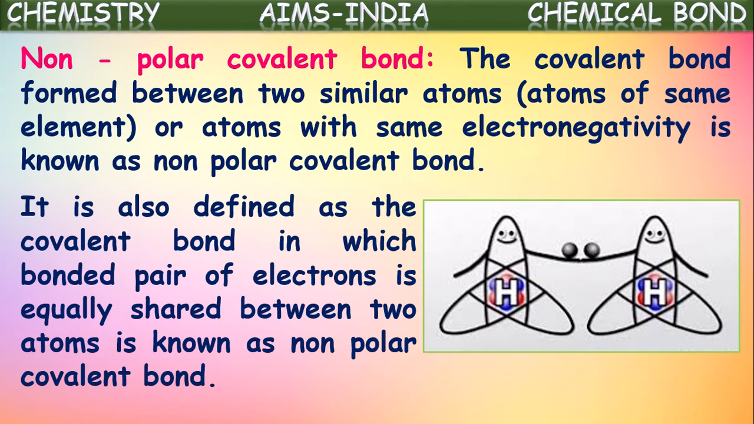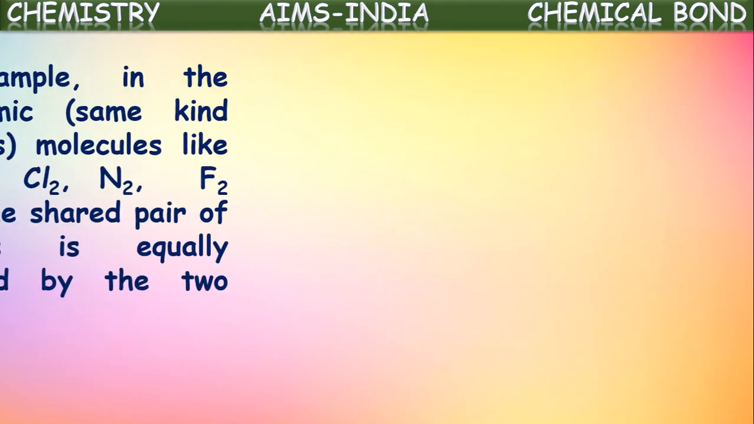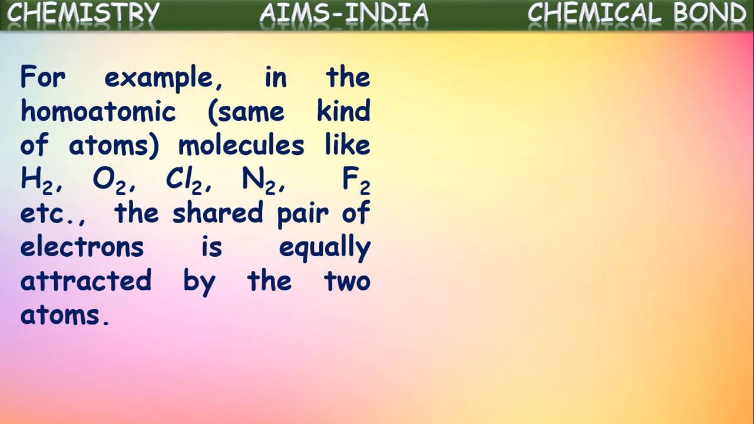So in non-polar covalent bond formation, the electron pair in which one electron is contributed from each atom will be equally shared by both the atoms. Hence the resultant covalent bond is called non-polar covalent bond. For example, in homoatomic molecules, meaning molecules made up of the same kind of atoms, like H2, O2, Cl2, N2, F2, etc.